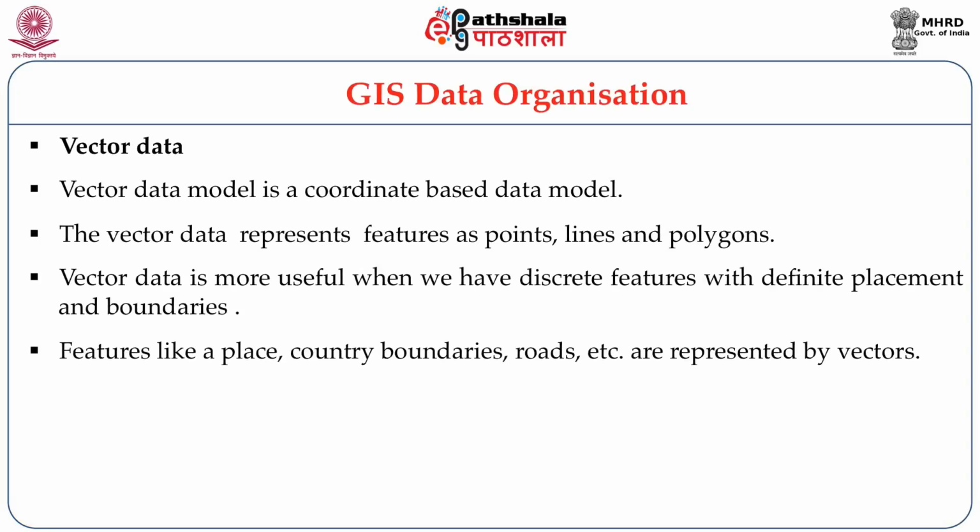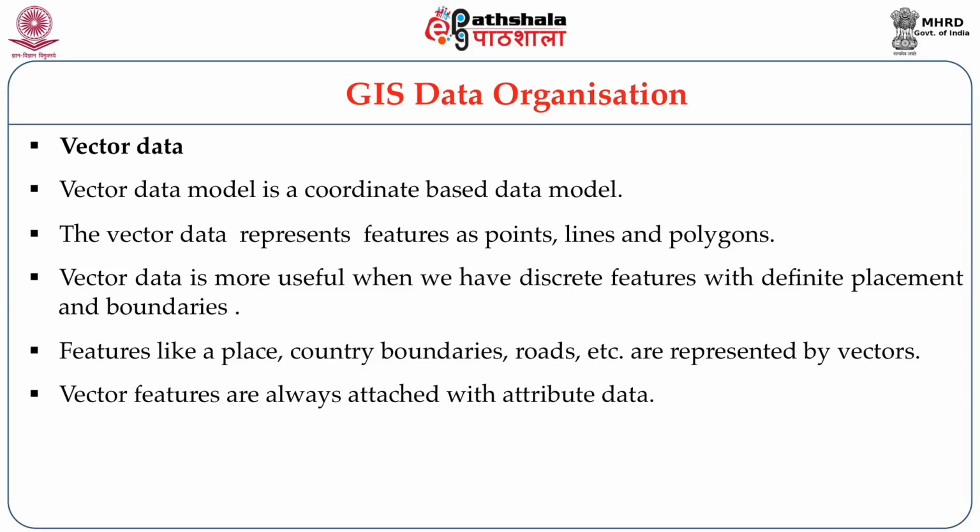These are represented by vectors. Vector features are always attached with attribute data, because the vector features have definite characteristics which are known as the attributes. So the attribute data is usually attached to this vector data. Vector files are usually known as shape files. So when we use the vector data in GIS work, they are usually known as shape files.